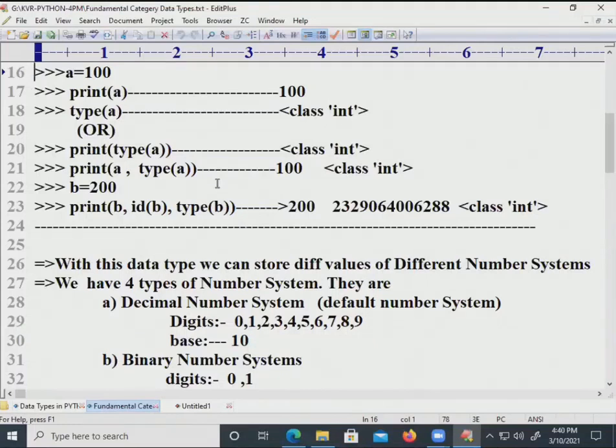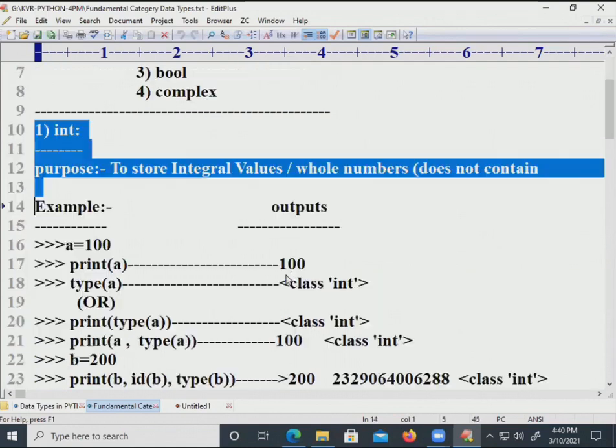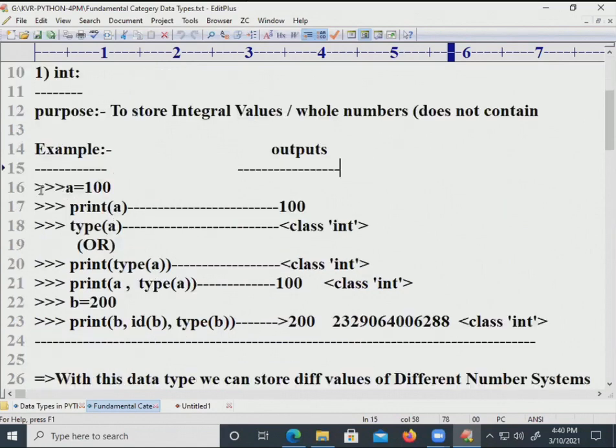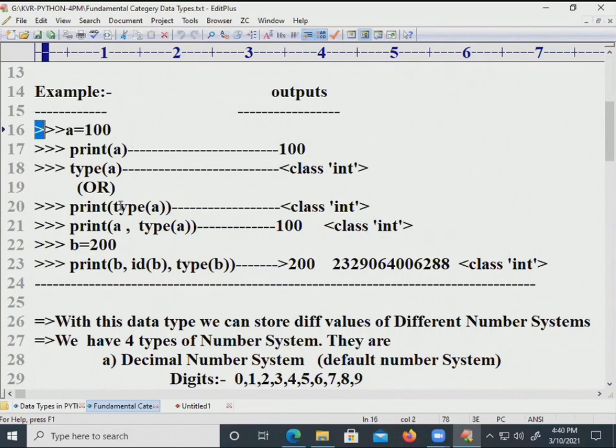The first data type is called int. Still we are in the discussion. That is called the first data type int, which is used to store integral values and whole numbers. And the basic part is completed like this. This is very simple. You already understood it in the class.